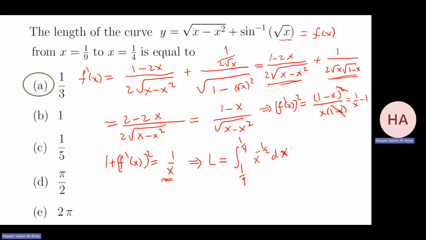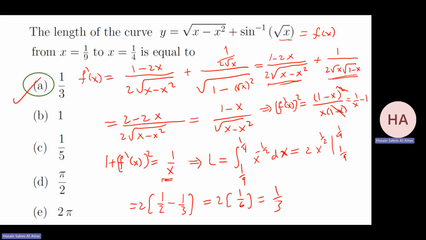Now, that will give me what? Add 1 to minus half, so 2 x to the power half, from 1 over 4 to 1 over 9. That gives me 2 times half minus 1 over 3. That gives me what? 2 times 1 over 6, which is 1 over 3. So that's the answer.